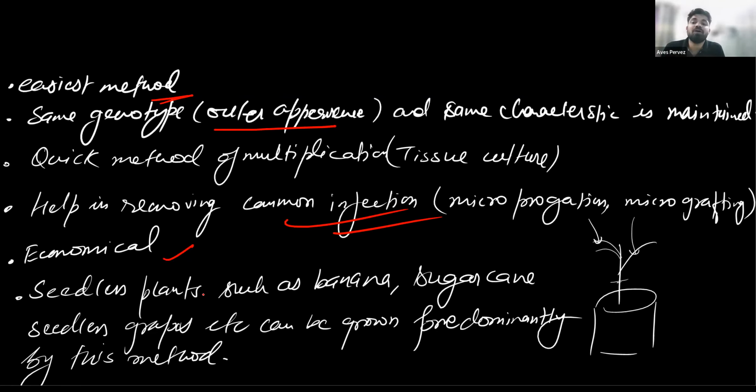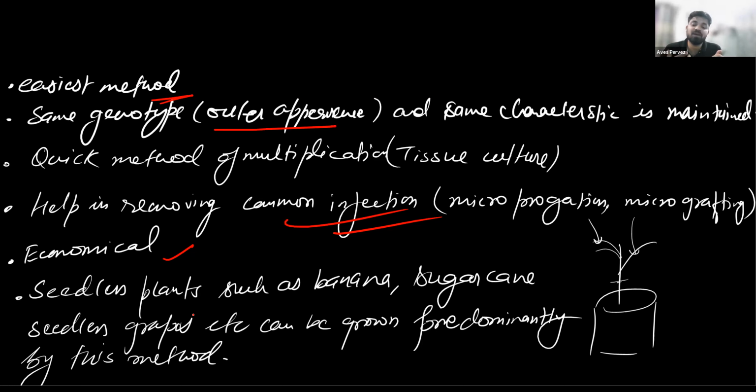And the more important, the most important advantage of micropropagation is that seedless plants, the plants that do not bear seeds, we can grow those plants also by this micropropagation. We can say that it is a predominant method for seedless plants. How seedless? Because seed is normally used to grow new plants, but some plants do not bear seed, like banana, and seedless grapes. So how can we grow these plants?